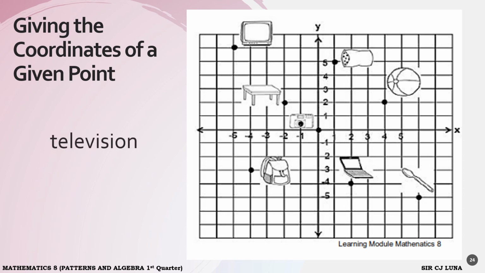First item is television. What are the coordinates of the television? The television is in quadrant 2. It is located 5 units to the left of the y-axis and 6 units above the x-axis. Hence, the coordinates of the television is negative 5, positive 6.